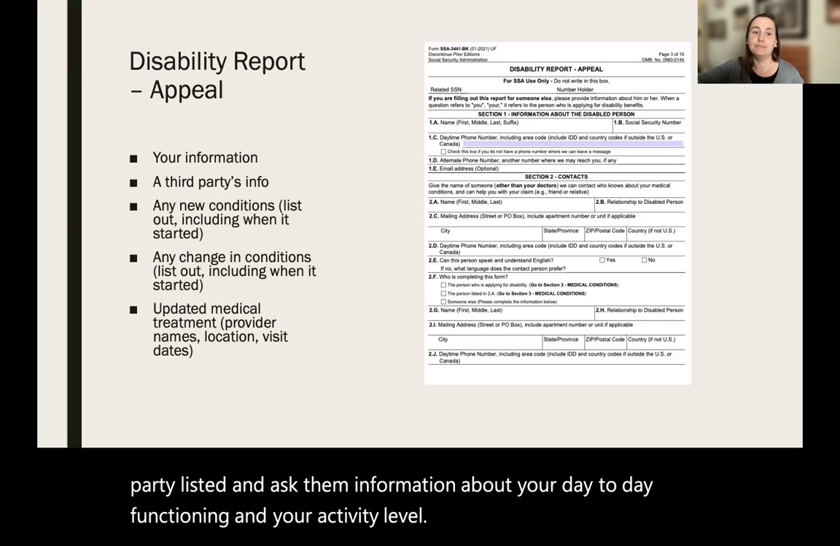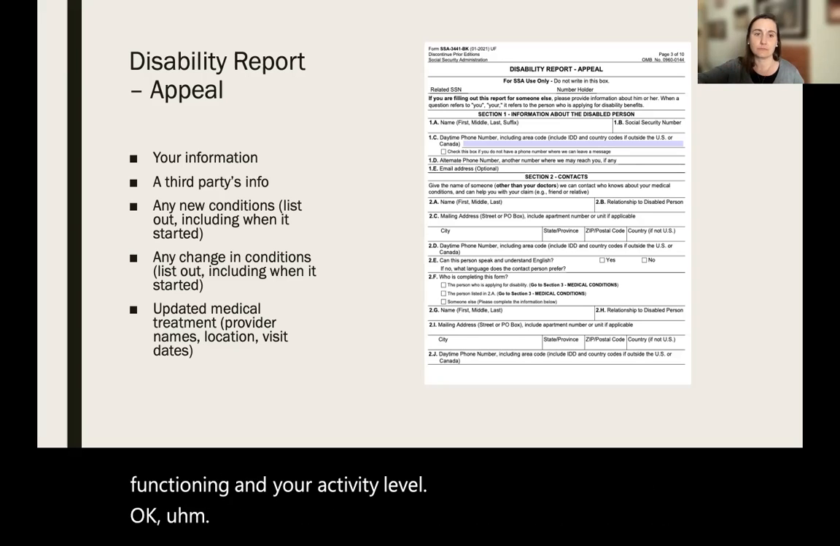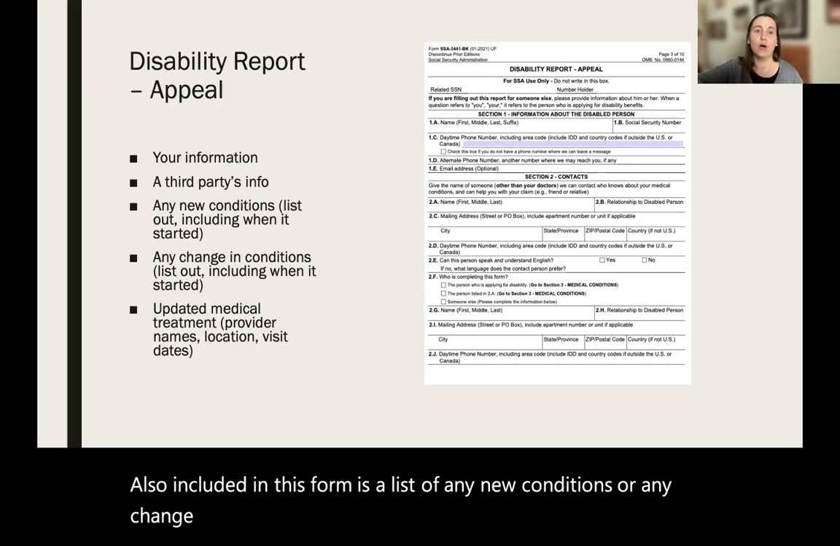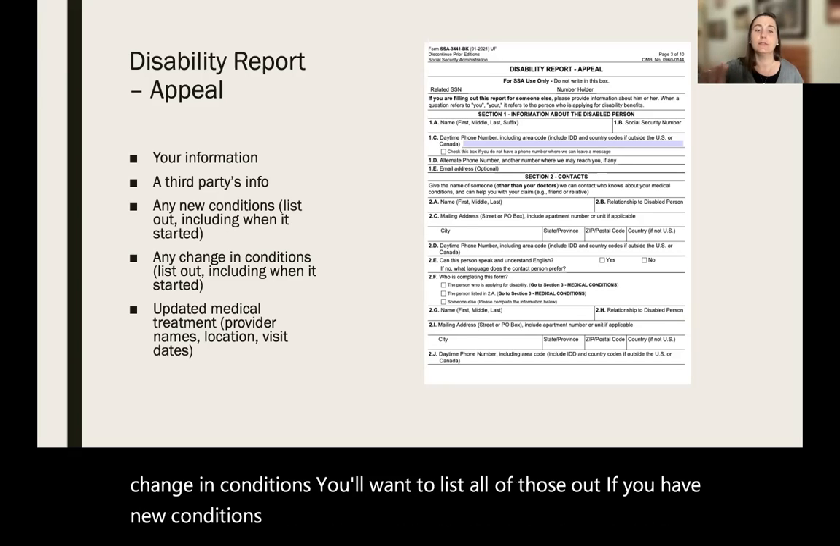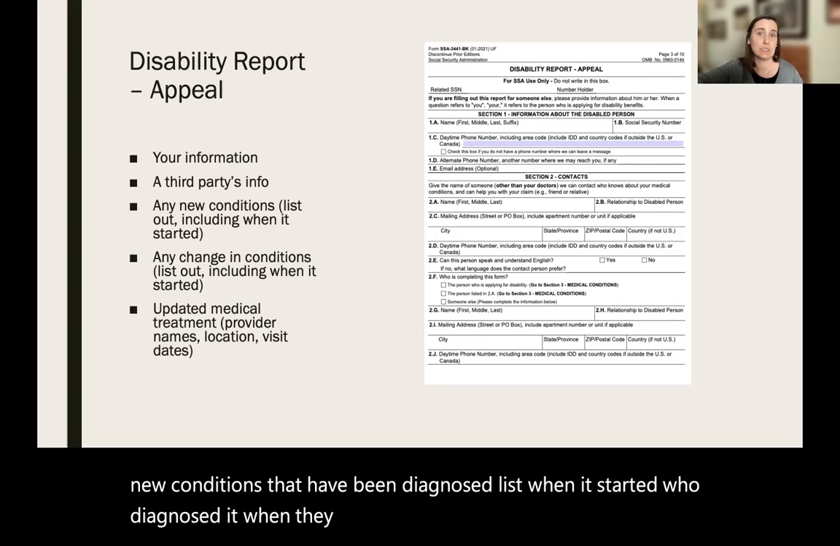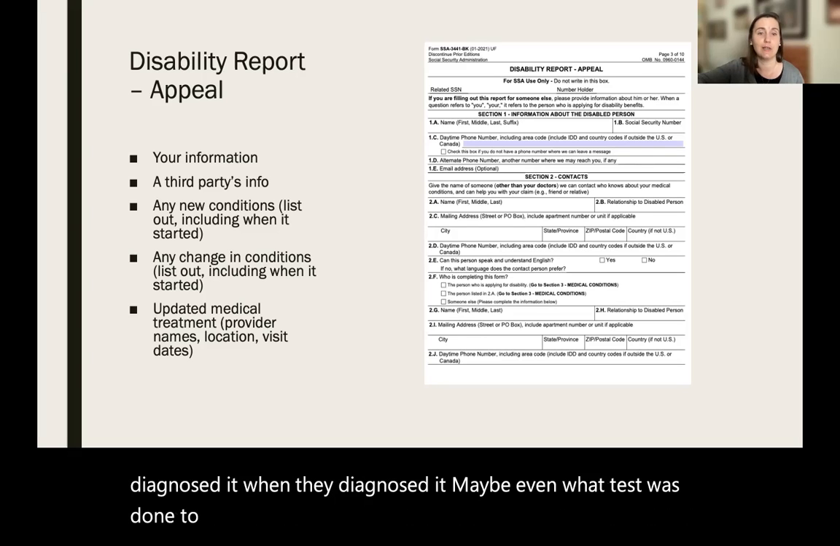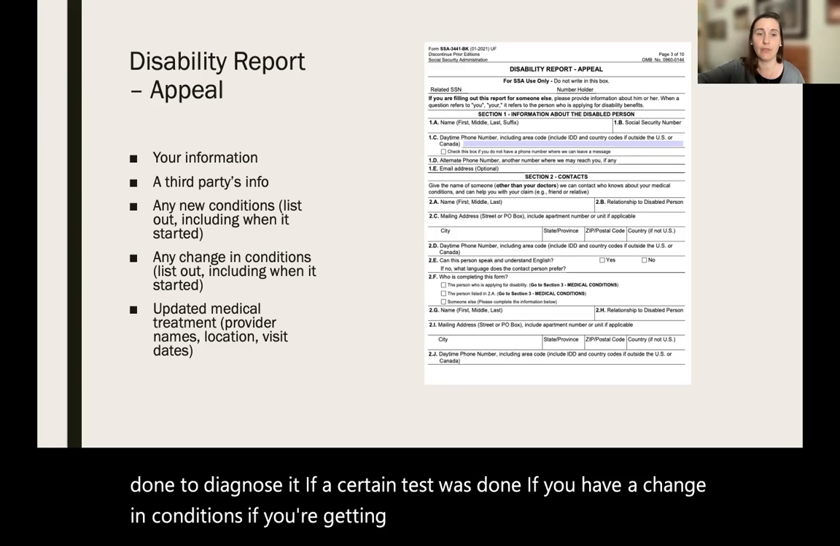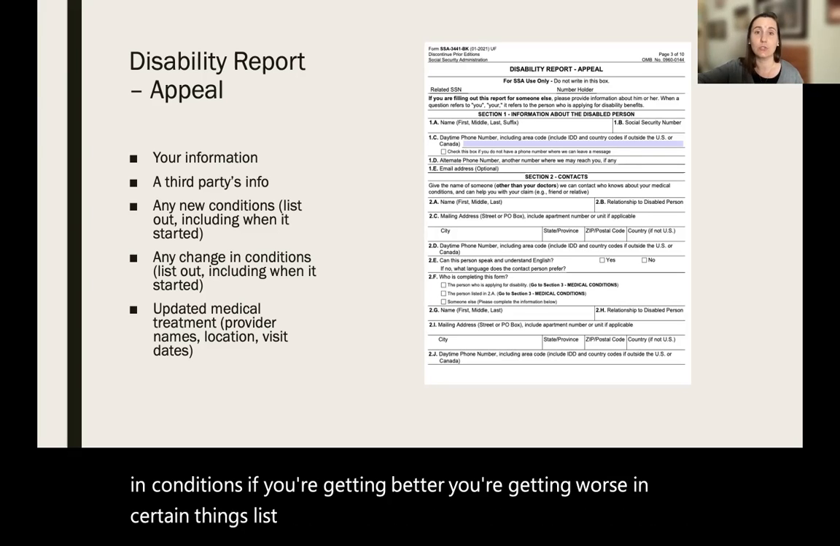Okay. Also included in this form is a list of any new conditions or any change in conditions. You'll want to list all of those out. If you have new conditions that have been diagnosed, list when it started, who diagnosed it, when they diagnosed it, maybe even what test was done to diagnose it, if a certain test was done. If you have a change in conditions, if you're getting better or you're getting worse in certain things, list that out, including when it started.